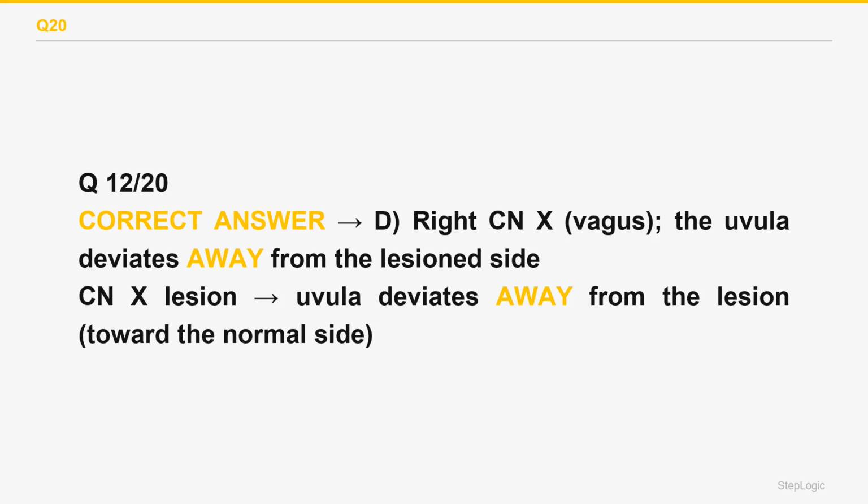The rule to remember: the uvula deviates away from the side of a vagus lesion, opposite to the tongue, which deviates toward the side of a hypoglossal CN XII lesion. So tongue toward, uvula away. The vagus lesion adds hoarseness, recurrent laryngeal branch, and an absent gag reflex, with CN IX as the sensory limb and CN X as the motor limb. The right CN X lesion with the uvula deviating away to the left is the answer.